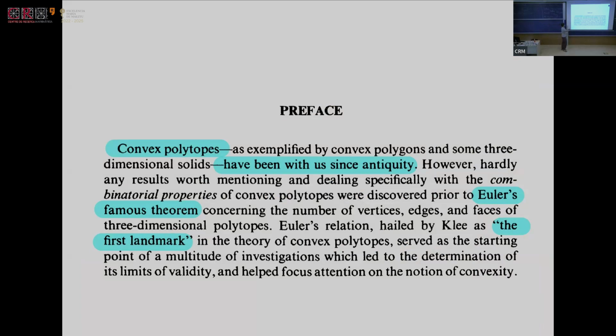theory. And he says that polytopes have been with us since antiquity. I mean, actually, if you go to Euclid's Elements, the last book was just the construction of these Platonic solids. So it's something that really goes back. And then he talks about Euler's famous theorem. This is the one that says if you have a three-dimensional polytope and you count the vertices plus the number of facets, you get the number of edges plus 2. And which is considered to be the first landmark of combinatorial polytope theory.